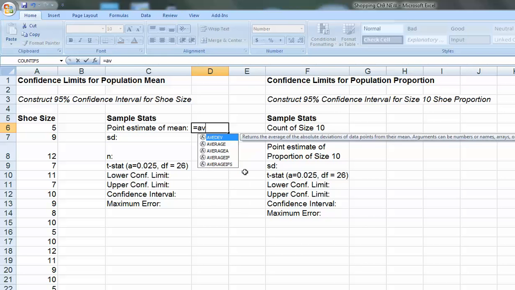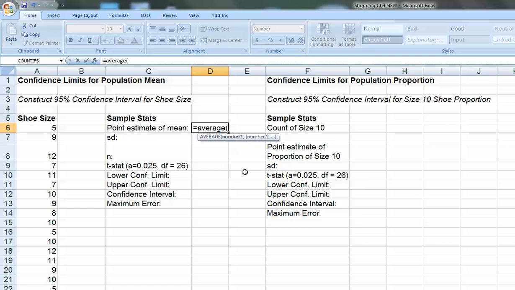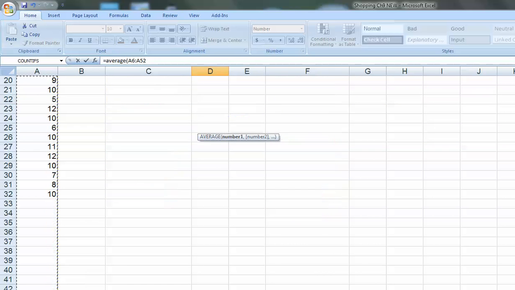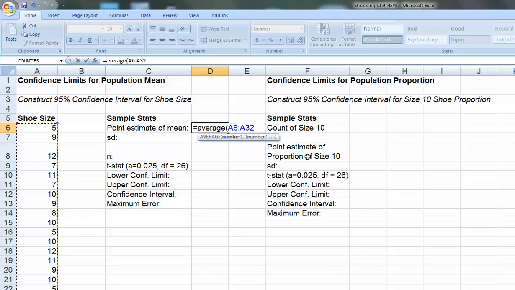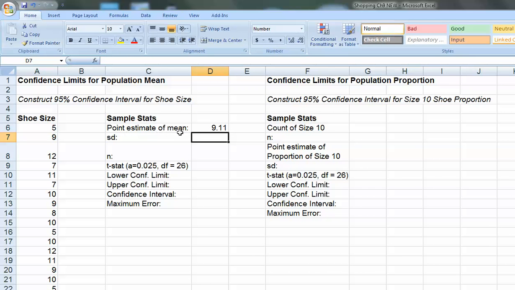I'm going to use Excel's average function. And it's real simple. I'm going to go like that. And boom. The average shoe size is 9.11. I don't care that there's a fractional part on shoe size. I'm just going to accept that.